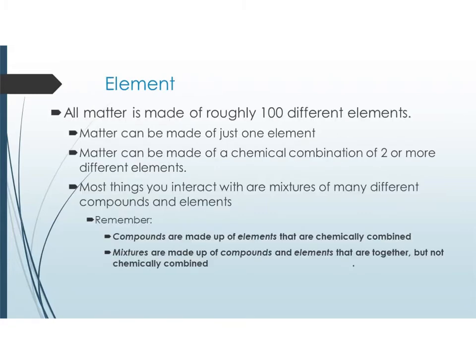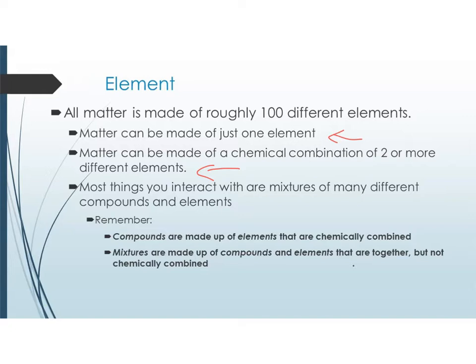But what is it about matter that gives it the mass and the volume? It's the elements. All matter is made up of roughly 100 different elements, and it's a badly written sentence. Actually, there are roughly 100 different elements that make up all matter. They combine differently to create all matter. Matter could just be one single element. I'll give you some examples here in just a second. Matter can be made of a combination of two or more different elements. That's a compound.